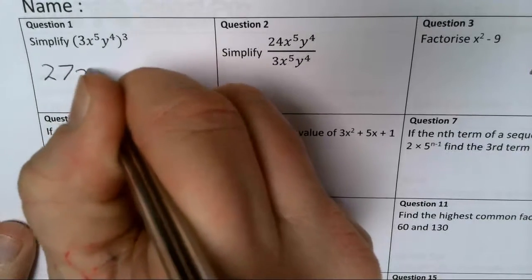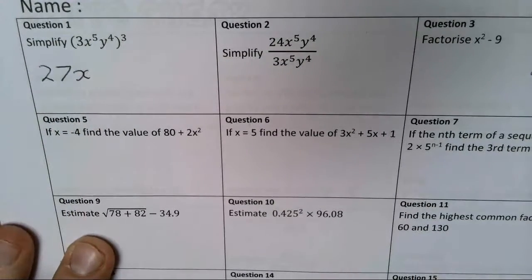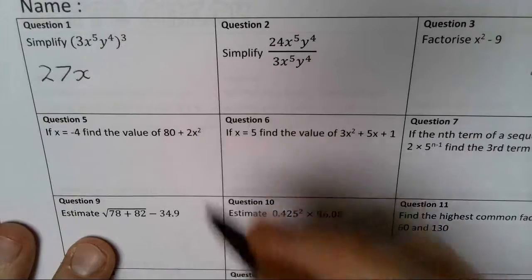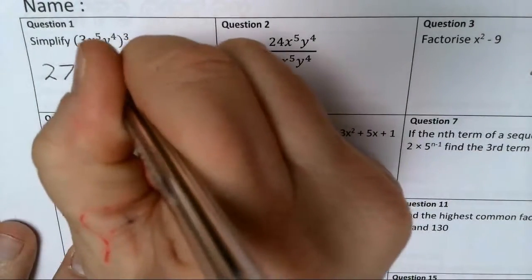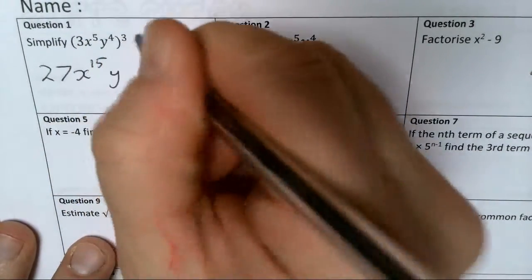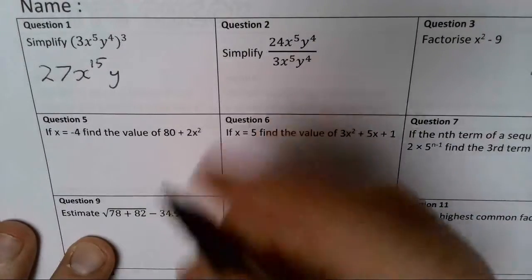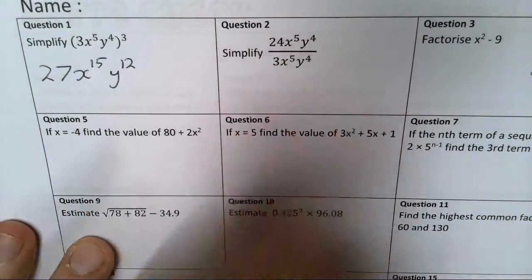Then I've got x to the 5 raised to the power 3, which is then that multiplied. So I've got x to the 15, and then I've got y to the 4 raised to the power 3, which is then multiplied as well, so y to the power 12.